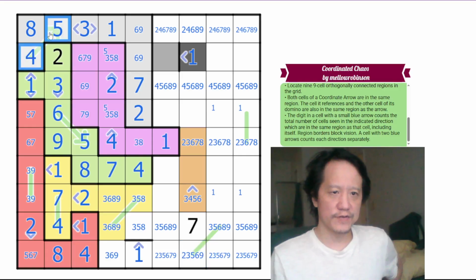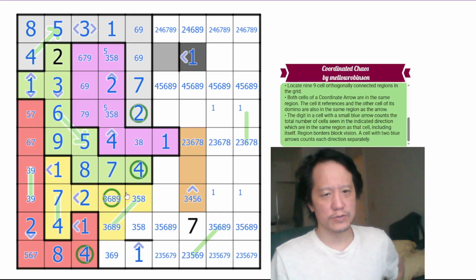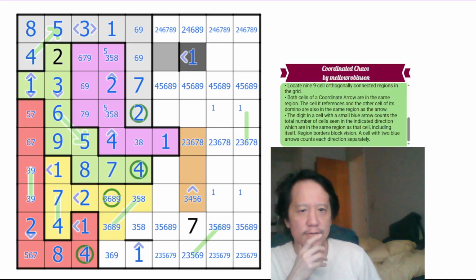Okay, so 4, 5 points to this cell. So let's mark all the cells that are pointed to. Row 4, column 5. Row 6, column 5. Row 9, column 3. This is row 7, column 4. And we don't know what this one is. We don't know what these are or these.